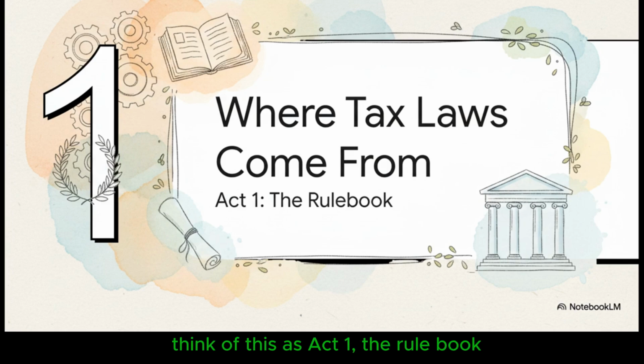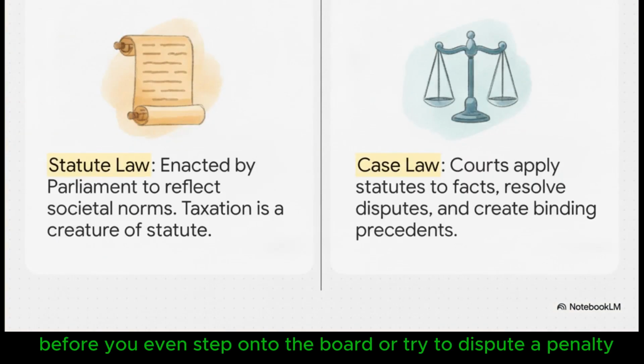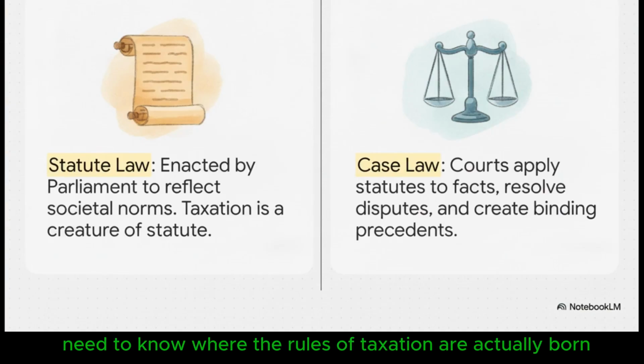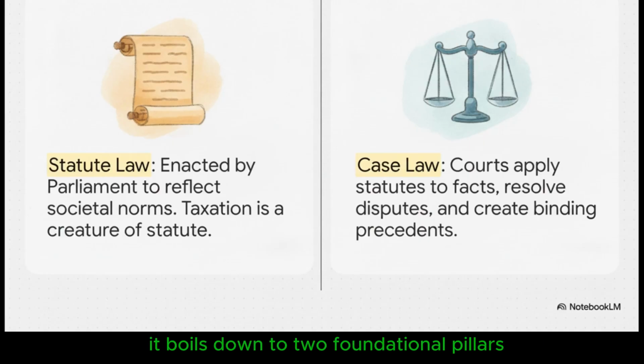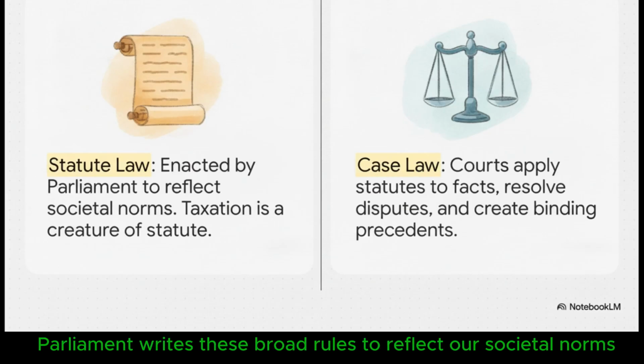Think of this as Act 1, the rulebook. Before you even step onto the board or try to dispute a penalty, you absolutely need to know where the rules of taxation are actually born. It boils down to two foundational pillars. On the left, we've got statute law. Taxation is literally a creature of statute. Parliament writes these broad rules to reflect our societal norms.